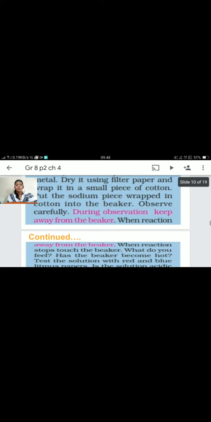Now what you will observe: when the reaction stops, touch the beaker. What do you feel? Has the beaker become hot? Test the solution with red as well as blue litmus paper. Is the solution acidic or basic?